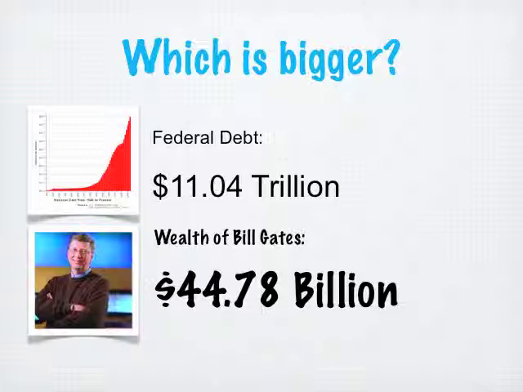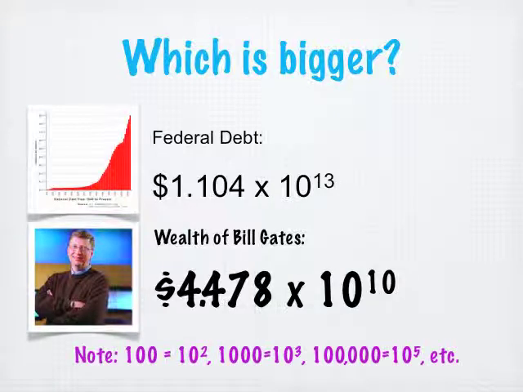Okay, now here is one last way to look at these numbers. This is one that you may or may not have seen. It's not used as often, but is actually even more useful than talking about trillions and billions, and that is scientific notation. So let's look at this one right here. The federal debt would be 1.104 times 10 to the 13th. So that means that it's essentially 1 with 13 zeros. The wealth of Bill Gates is 4.478 times 10 to the 10th. So it's essentially 4 with 10 zeros. Well, a number with 13 zeros is a lot bigger than a number with 10 zeros, so obviously the federal debt is bigger than the wealth of Bill Gates.